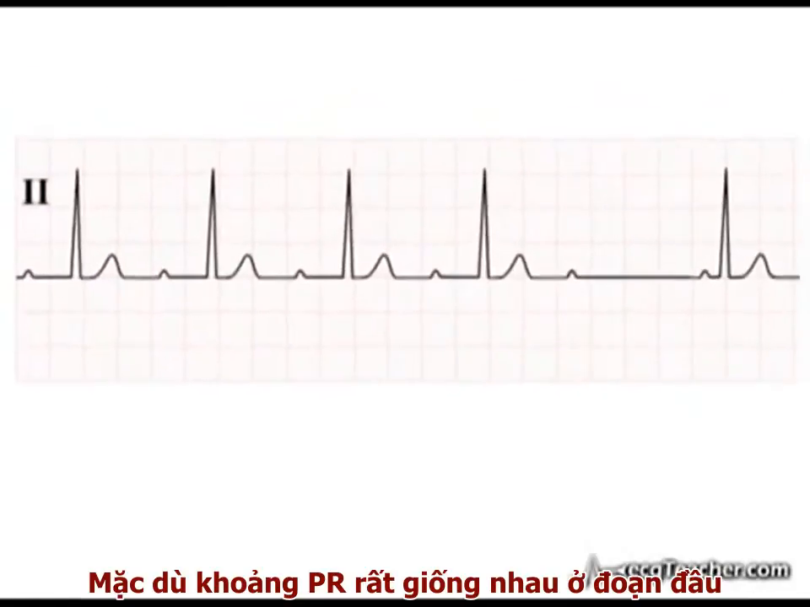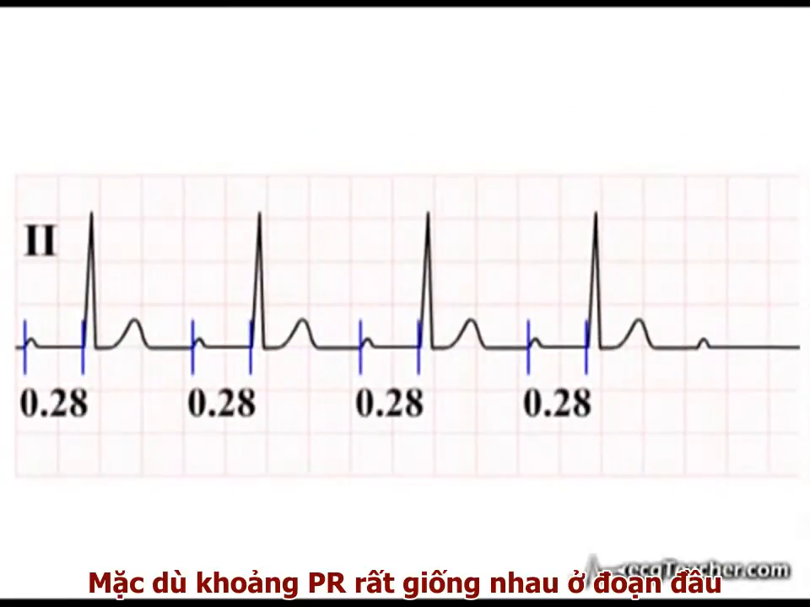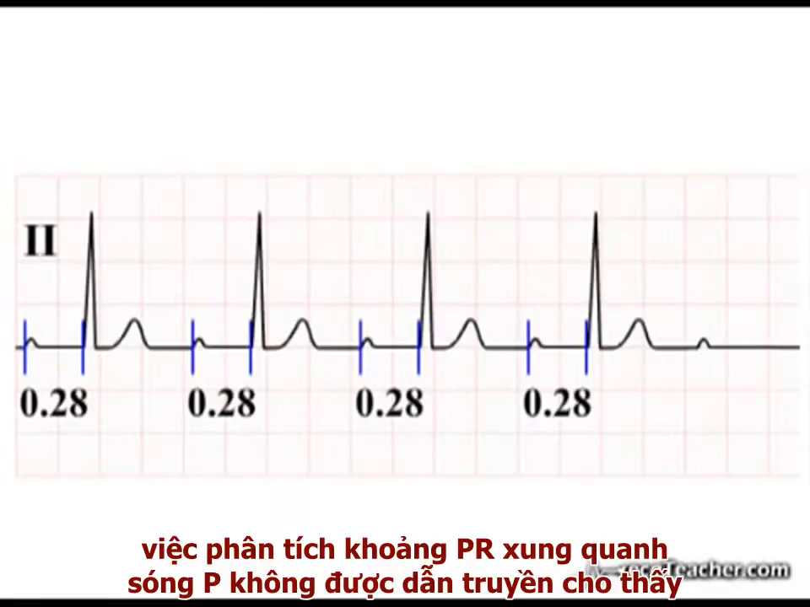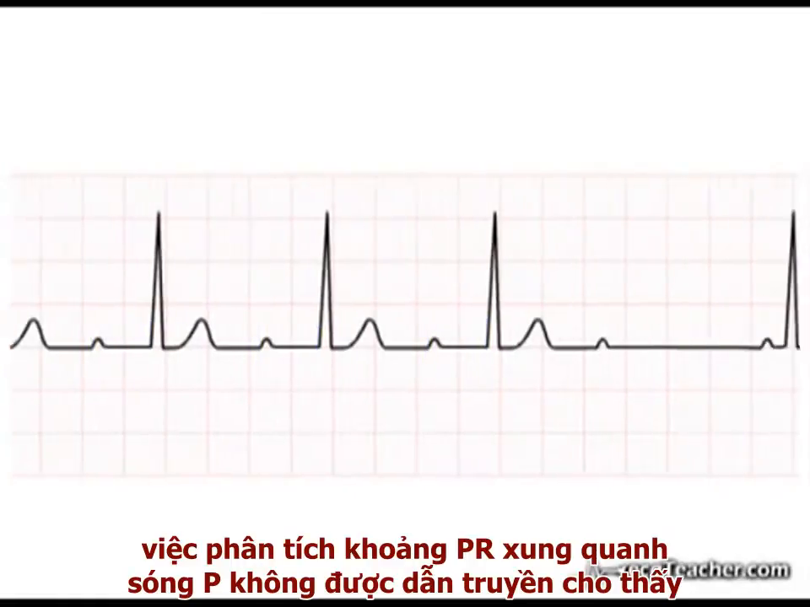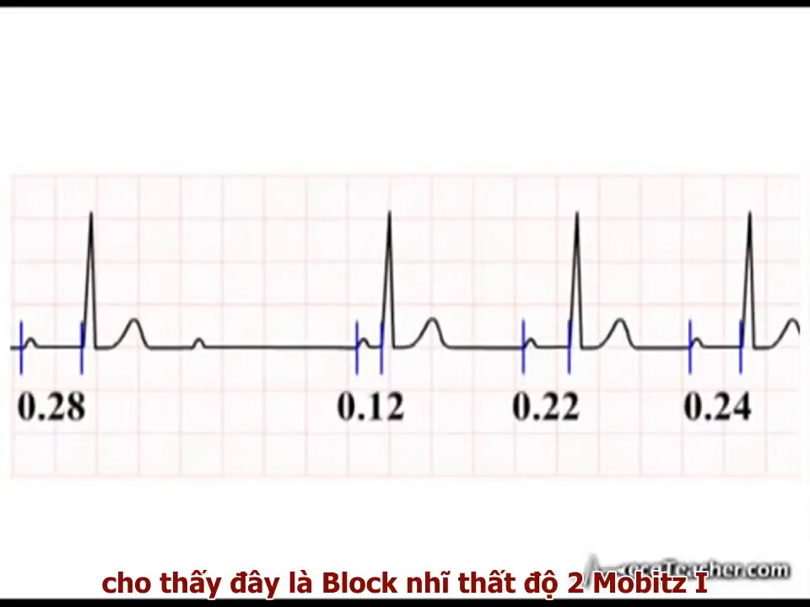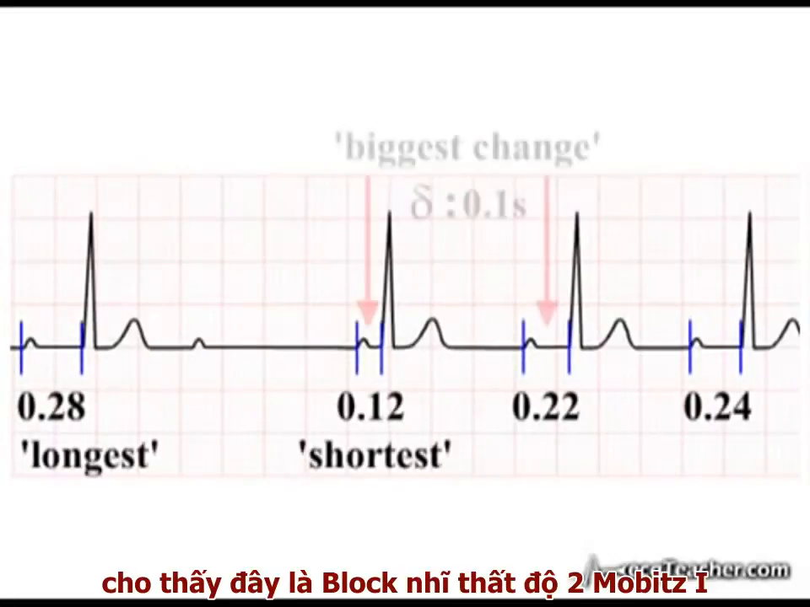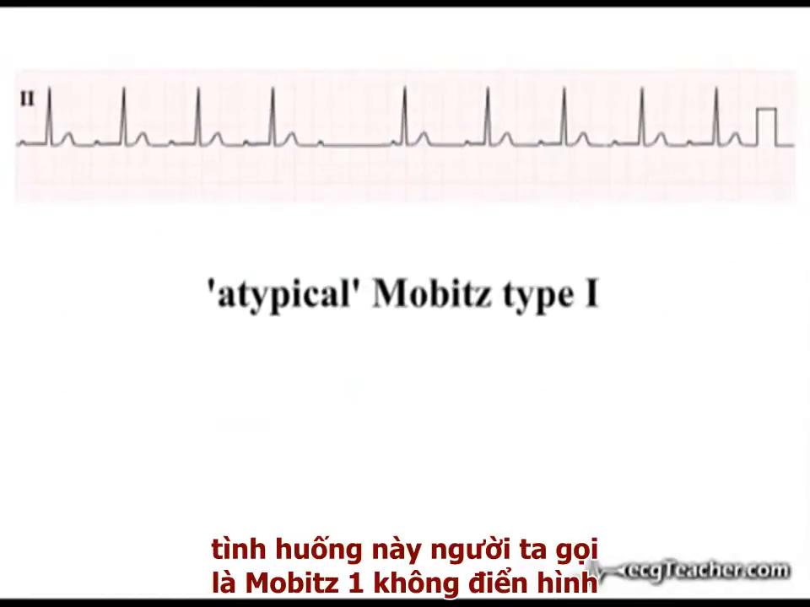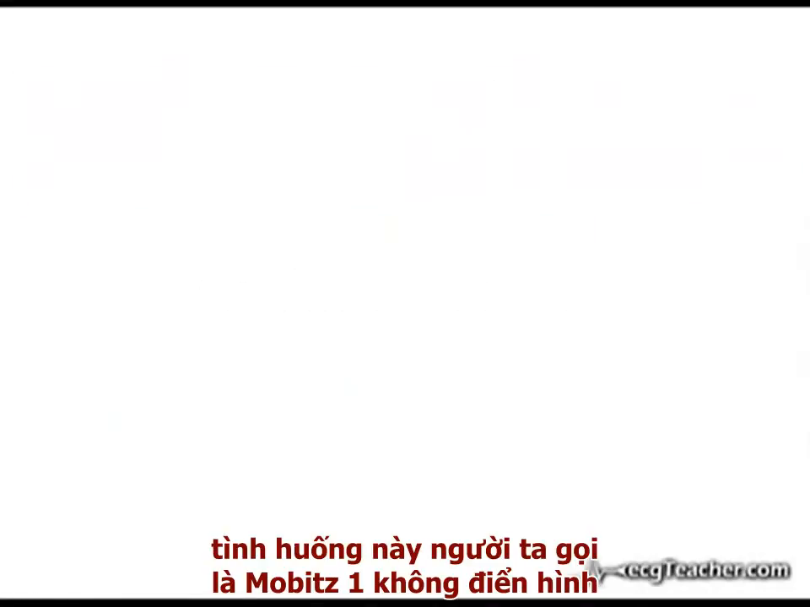Despite the apparent uniformity of the PR intervals within the main body of this group, analysis of the PR intervals around the time of the non-conducted P wave indicates that this is a Mobitz type 1 second degree AV block. This situation is termed atypical Mobitz type 1.